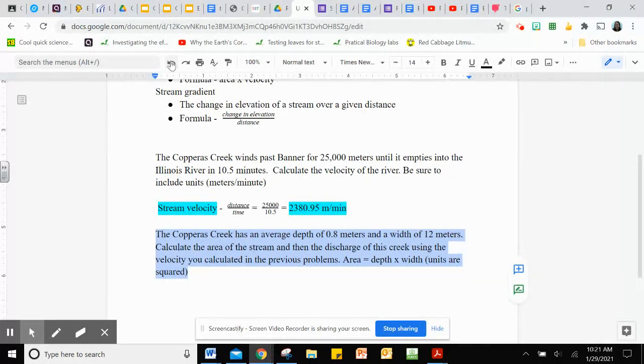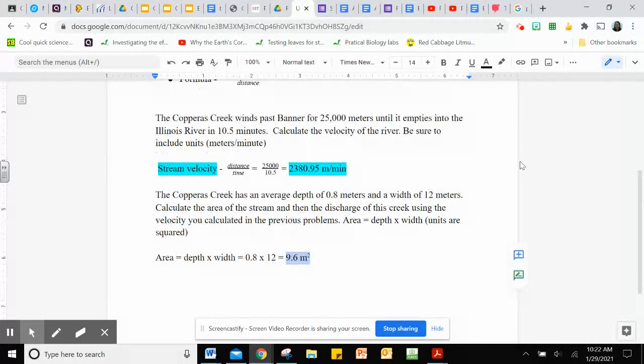So the first thing we have to do is solve for our area. Area, as I said, is depth times width. If we plug in our numbers, 0.8 is our depth, 12 is our width, and you do the math, you get 9.6 meters squared. Let's scroll down here a little bit more.